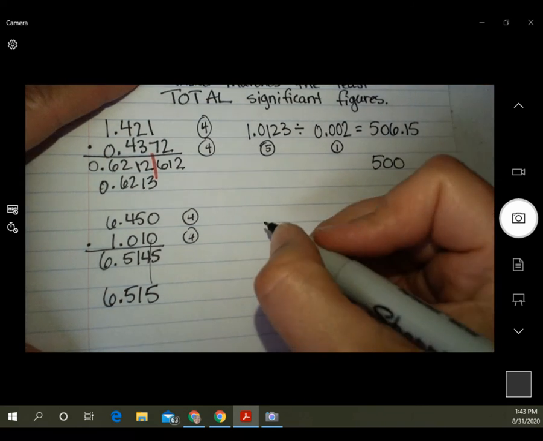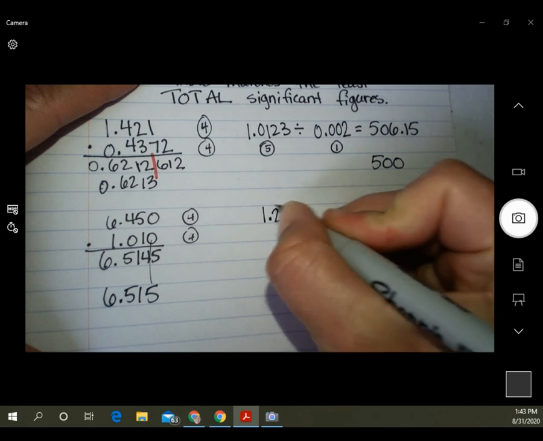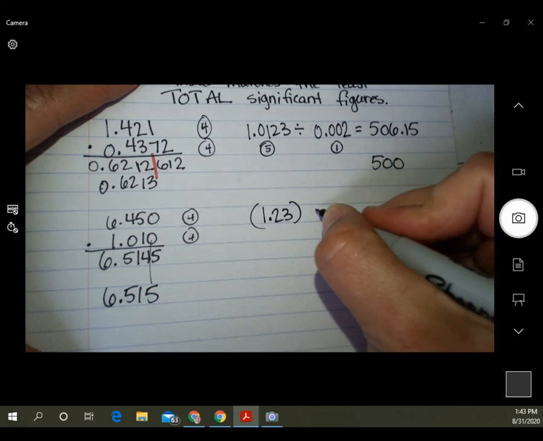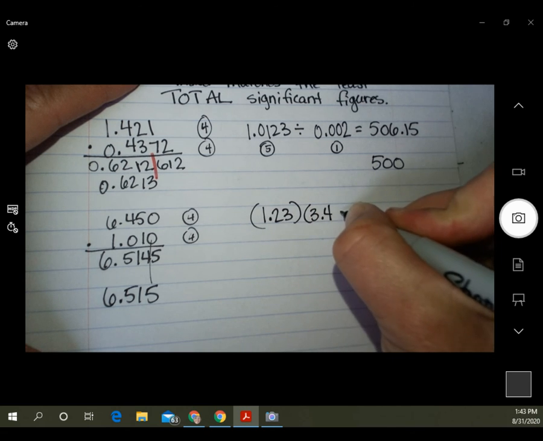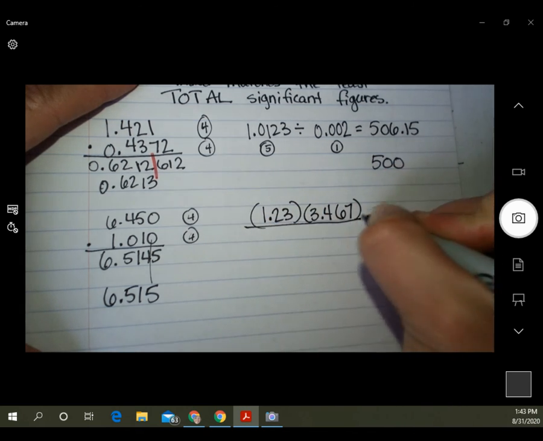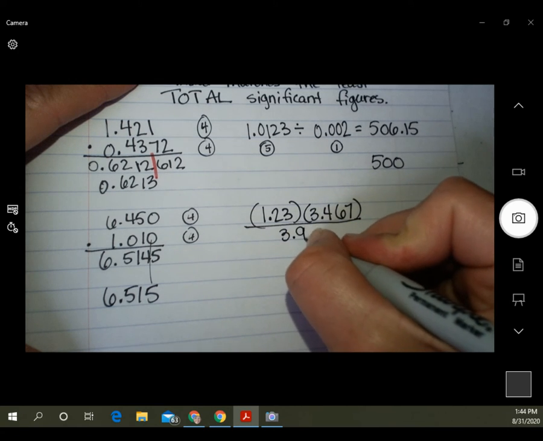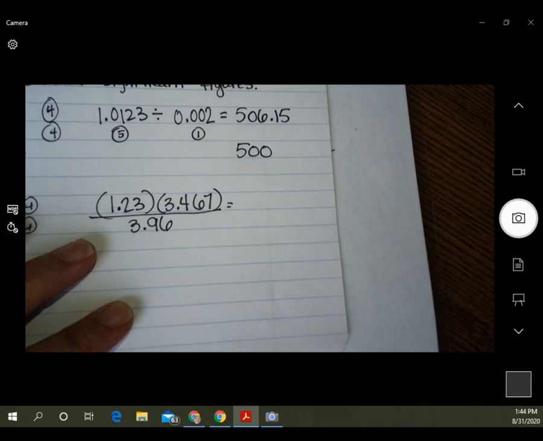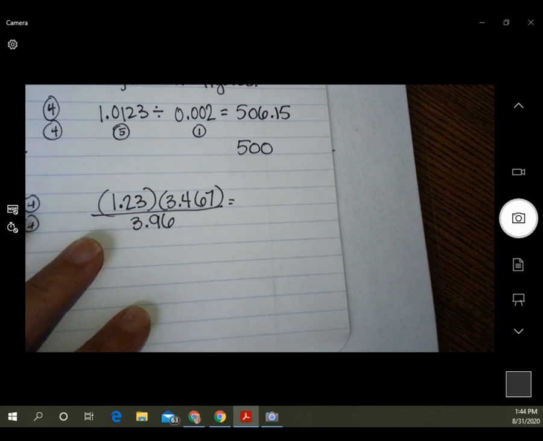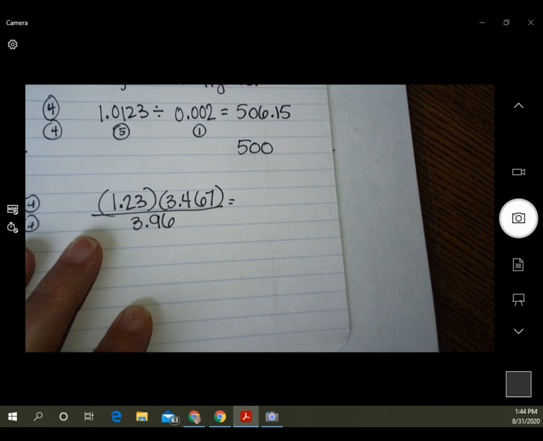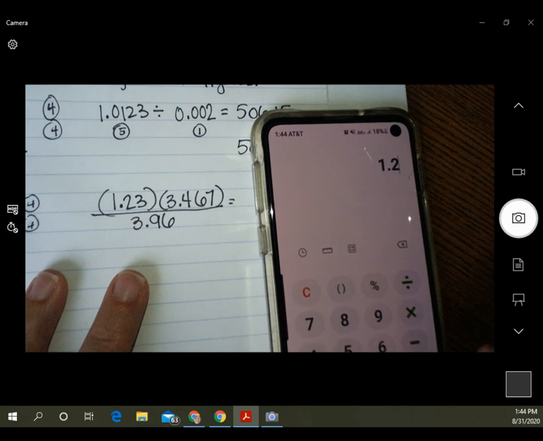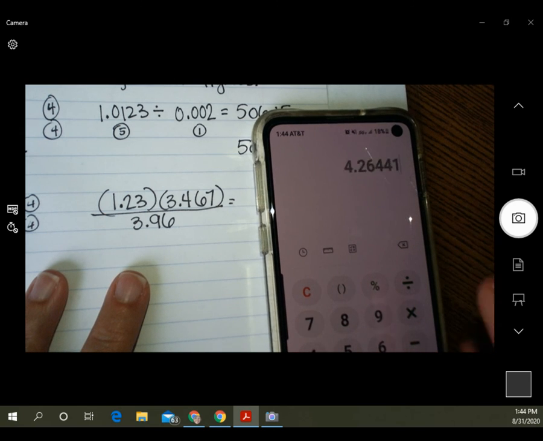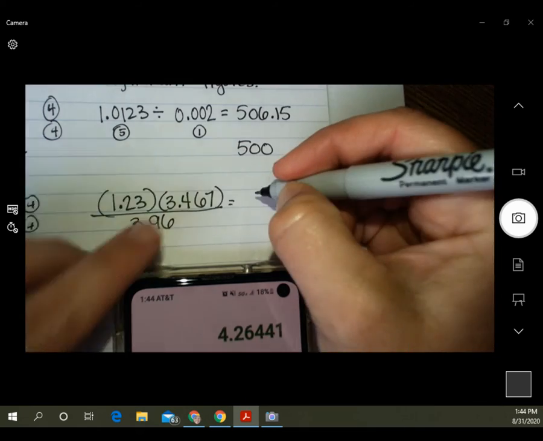All right, let's do a little bit more involved one. 1.23 times 3.4 divided by. All right, so in this problem, this is a math problem you could do very easily, right? Multiply across the top, divide by the bottom. So let's do that problem. We'll do 1.23 times 3.467. All right, so if I'm showing my work appropriately, I should write it over.